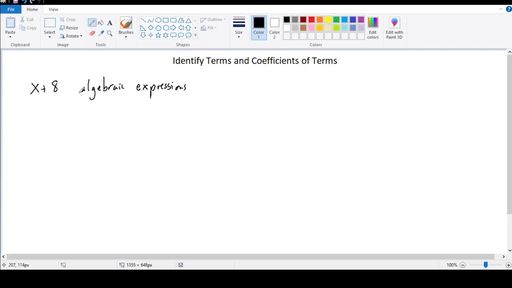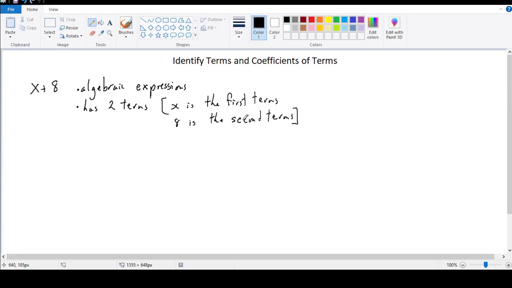Addition symbols separate expressions into parts called terms. So there are two terms here. Let me put it this way. Point 1: this is an algebraic expression. Point 2: it has two terms. And the two terms are x, which is the first term, and 8, which is the second term. So those are the two terms there.